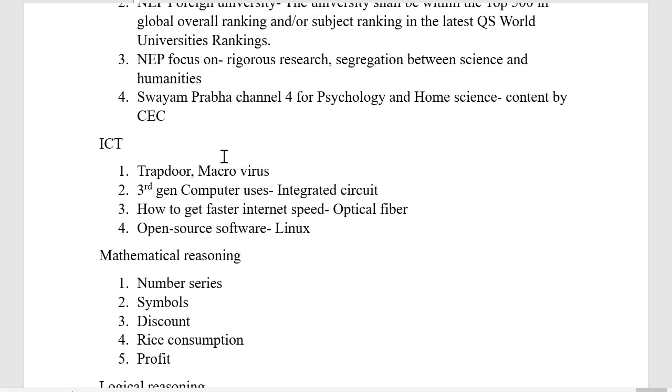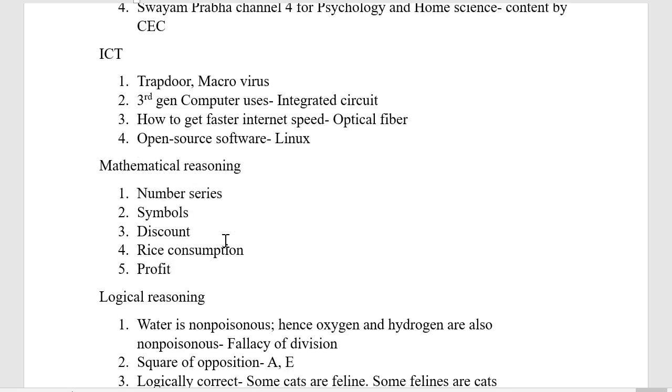ICT was actually moderate to easy, because maybe trapdoor and macro virus might be new terms to students who are beginners, but the rest of the points, for example optical fiber, Linux, open source software, integrated circuit, these are all basic points only. So it was on the moderate to easy side.